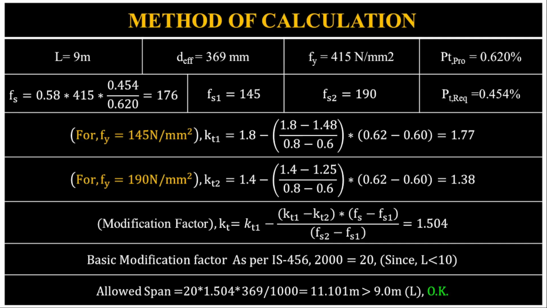Since our calculated allowed span of 11.101 meters is greater than the actual span of our beam, which is 9.0 meters, the design with respect to deflection limits is considered okay. Now, let's switch over to our Excel sheet to see how these calculations are organized and presented there for the remainder of this video.